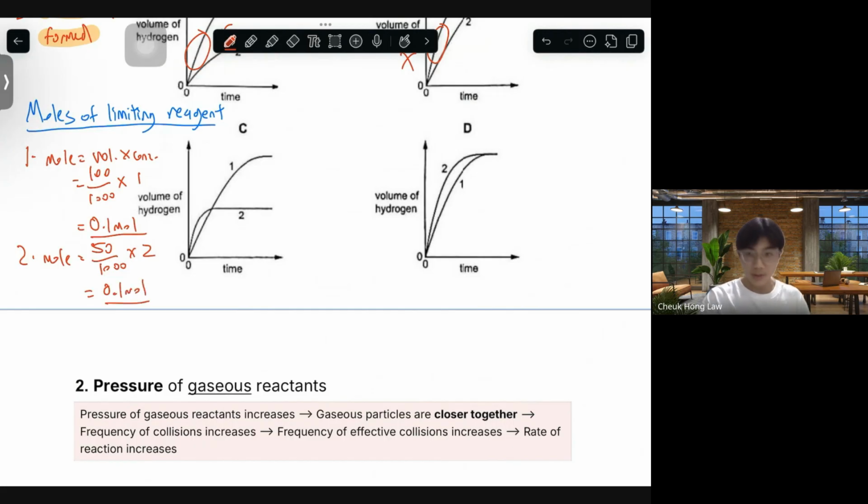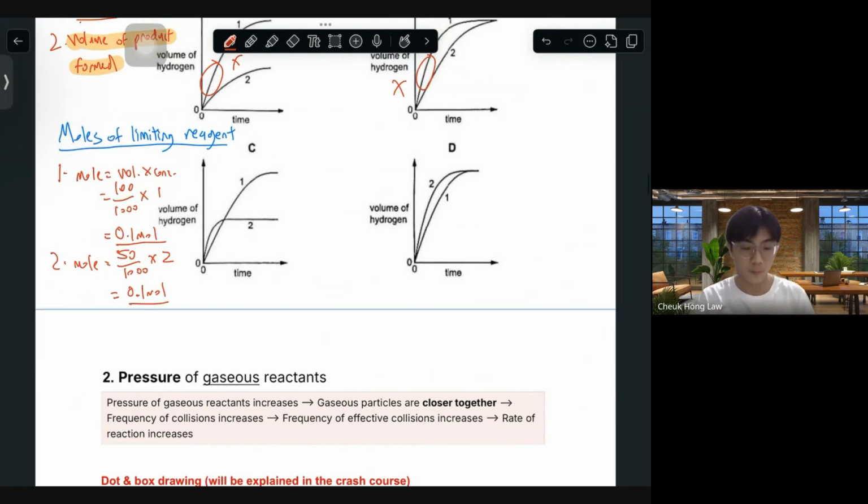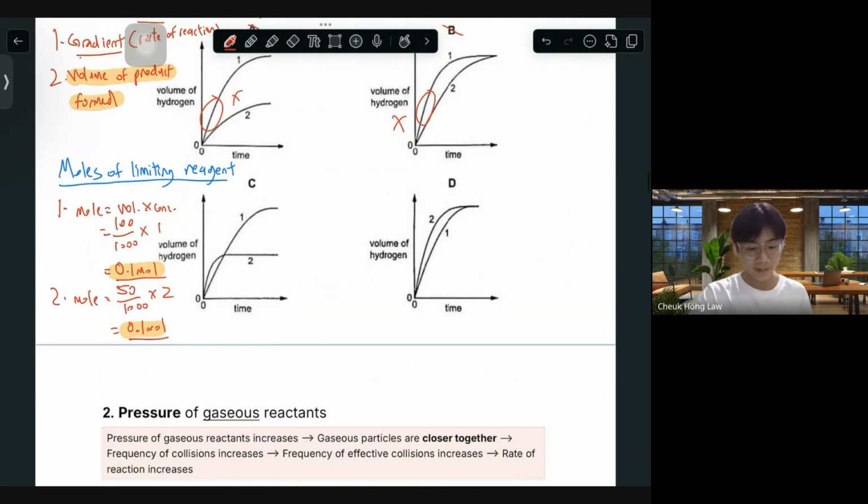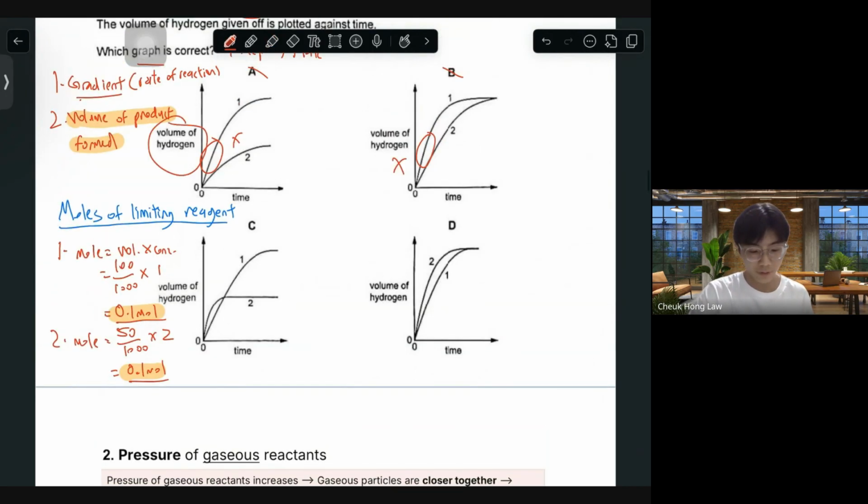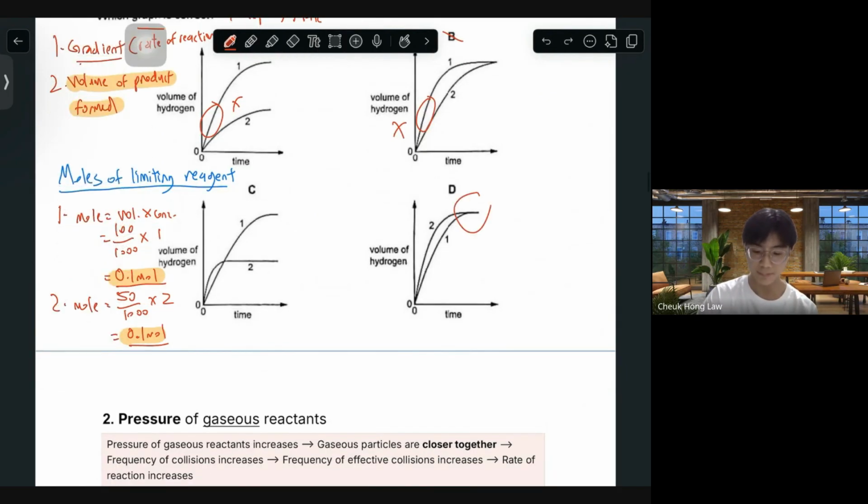So what I'll do now is compare the number of moles. Since the number of moles is the same, that means the volume of the gas hydrogen formed will also be the same. So your final volume should be the same. Your answer is D. In this one, the final volume is not the same, so it's wrong.